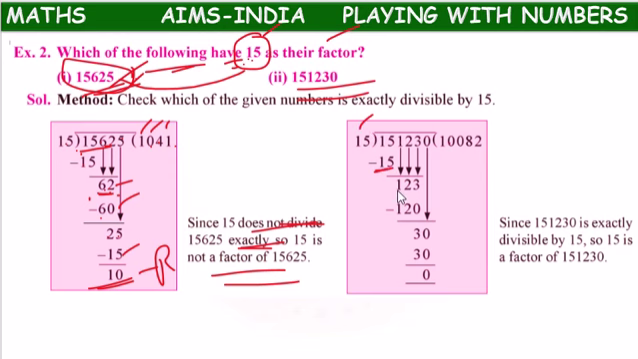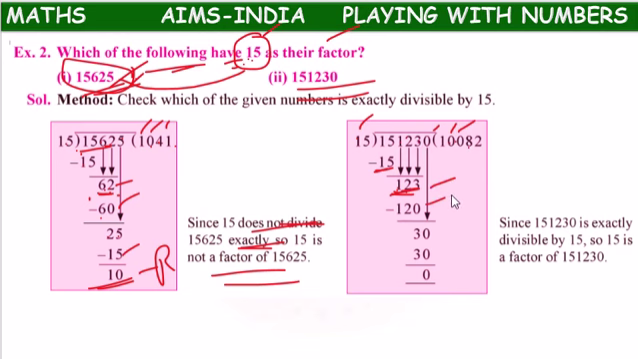We can carry down 1, but 1 will be smaller than 15. We can keep 0. Next number 2 we can carry down. Then it will become 12, but still smaller than 15. We can keep another 0 here. We can take the next one. Then it will become 123.